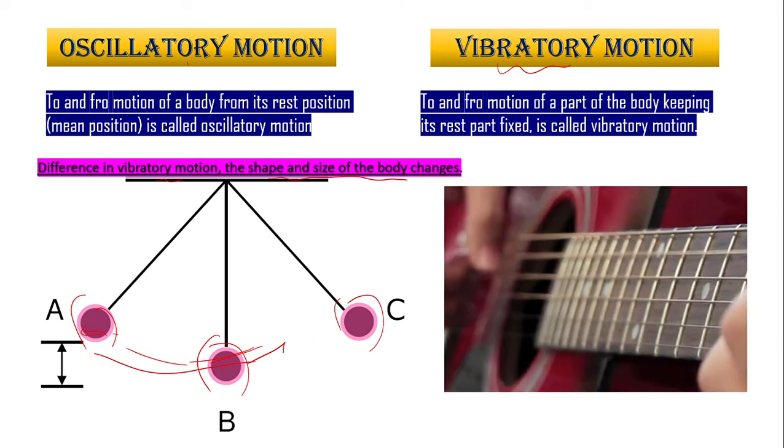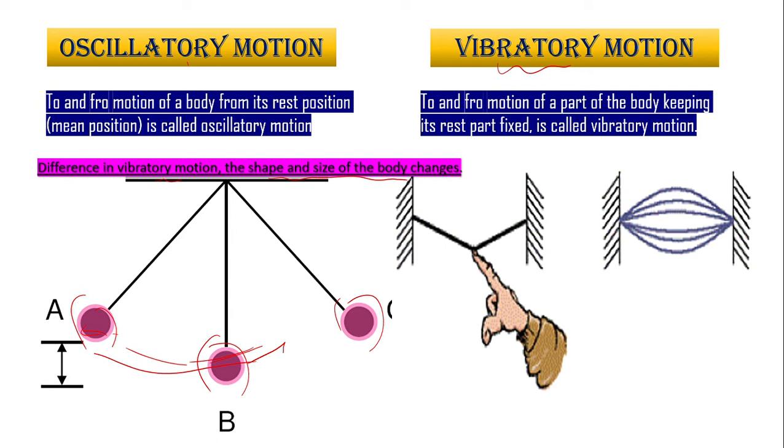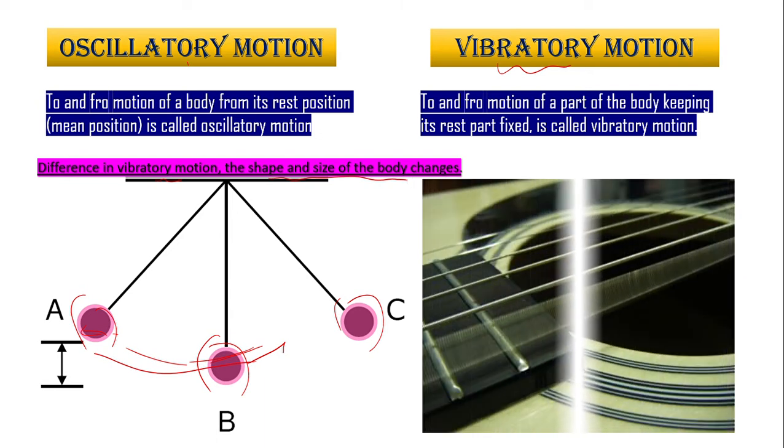Now, the example for vibratory motion would be strumming of a guitar. In that case, the string will vibrate. Or you vibrate any other things, in that case, it will vibrate. Here I have a better picture. You see the shape and the size of this string has changed. During that period of time when it is vibrating, you can see the to and fro motion of it. Its shape and size changes for that particular period of time. So this is an example of vibratory motion.